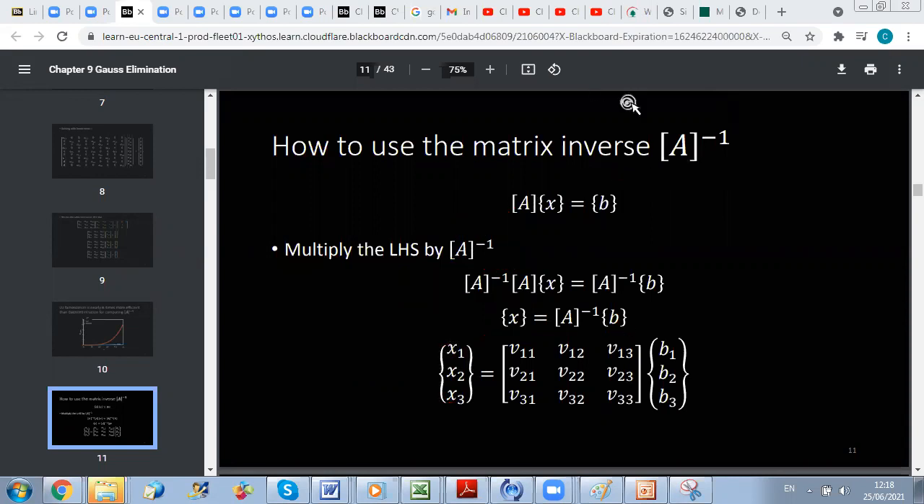Once you calculate A minus 1, you can say that vector x is equal to A minus 1 times B. Now what will be your equations? For example, if you just want to get x2 and you don't care about the other variables, you have x2 equals v21 times b1 plus v22 times b2 plus v23 times b3.